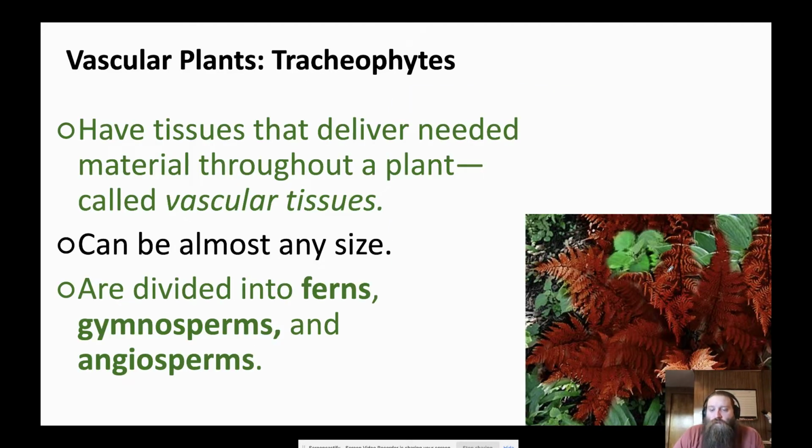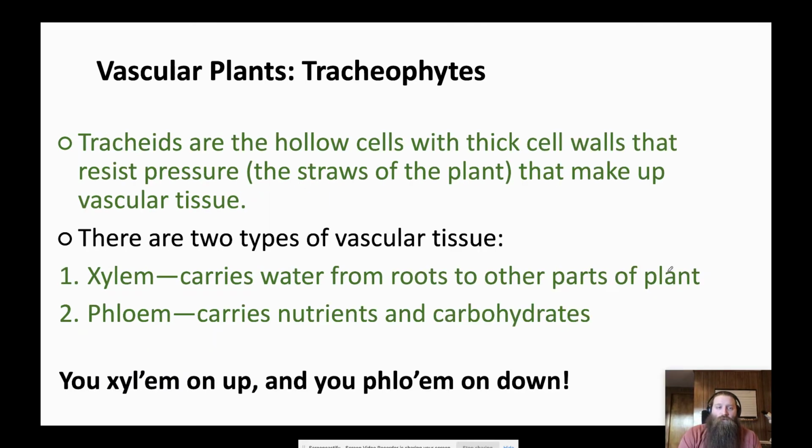Now, our vascular plants we call tracheophytes. You can kind of think like we have a trachea, right, in our throat, and trachea refers to a vascular plant. The tracheophyte is a vascular plant. So they have tissues like veins, basically, that deliver water, nutrients, food, whatever, from one part of the plant to the other. And this allows them to be much bigger than the mosses, so they can be almost any size. And we further break down our tracheophytes into three groups. We have the ferns, the gymnosperms, and the angiosperms.